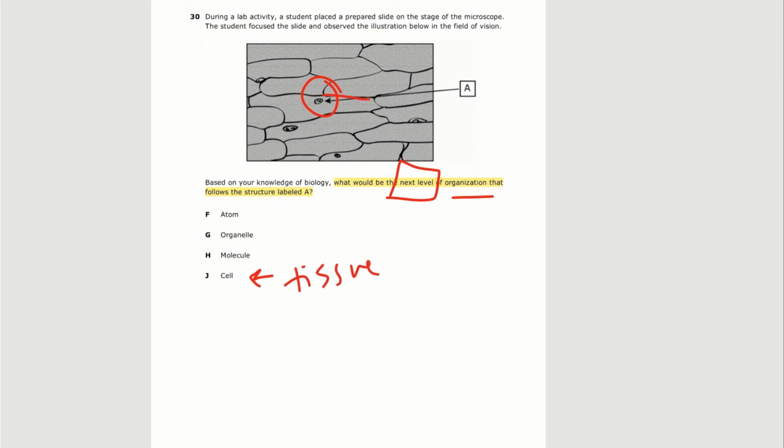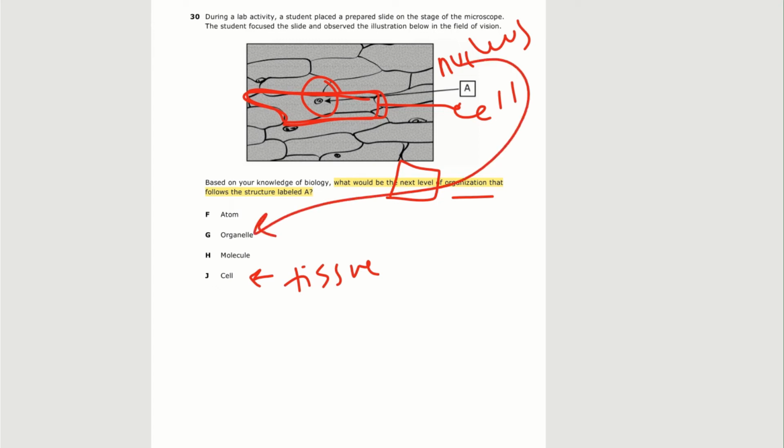In fact, guys, this whole thing is a cell. Okay, the whole thing is a cell. So that means that A again would be what? What's that little dot inside a cell? It's the nucleus, guys. It's just a different picture. So the nucleus would be what? Organelle. But it says what's the next level? Oh man.